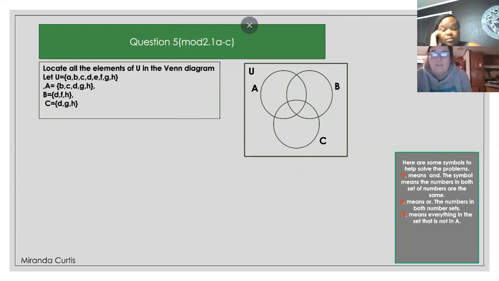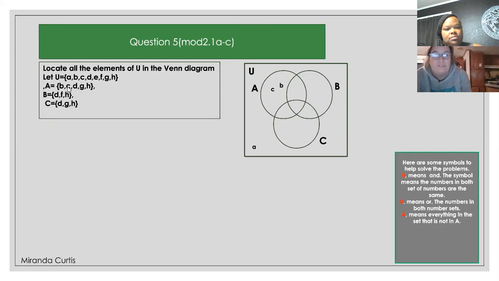What we have to understand is the square U means everything in the square. So the first thing we're going to do is find A. A is only in U, so it's going to be down here, not in the bubbles. Then next we look for B. B is in U, but it's in A, so it goes in the A bubble.